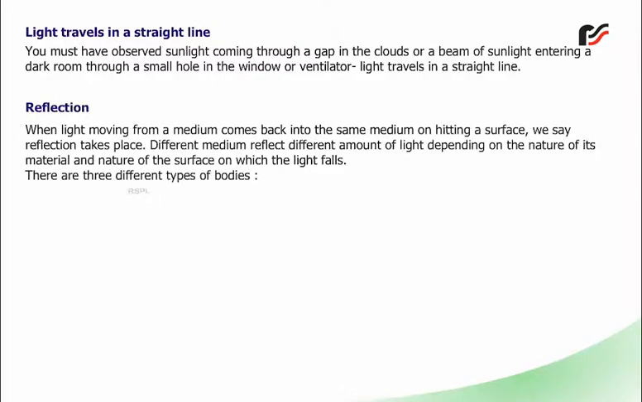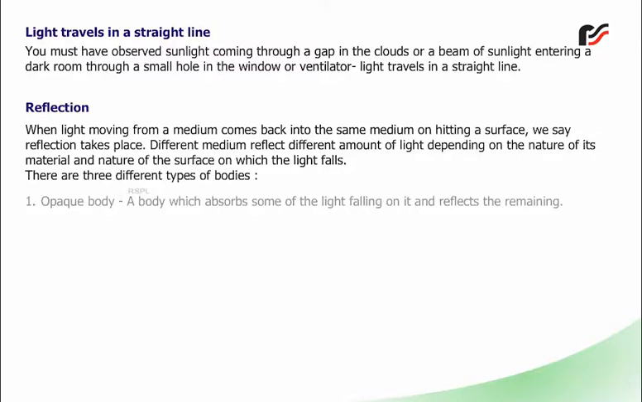Reflection. When light moving in a medium comes back into the same medium after hitting a surface, we say reflection takes place. Different media reflect different amounts of light depending on the nature of its material and the nature of the surface on which the light falls.